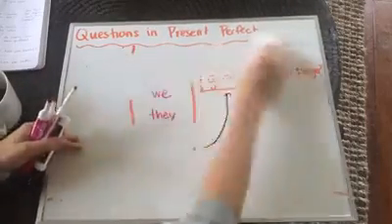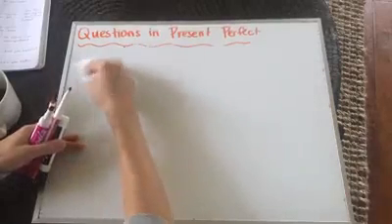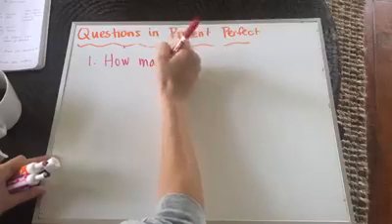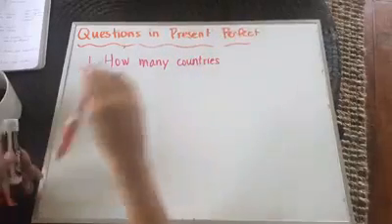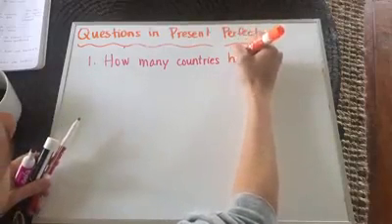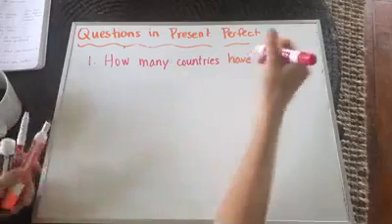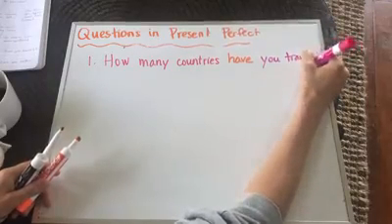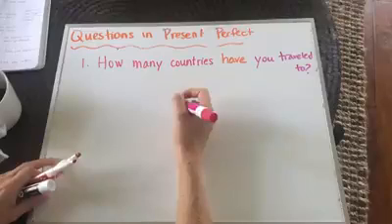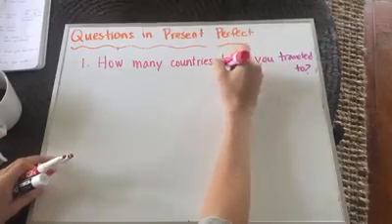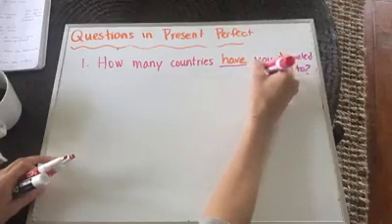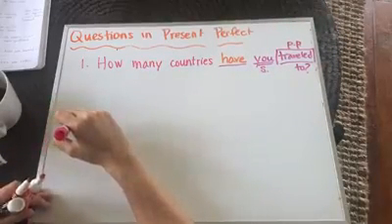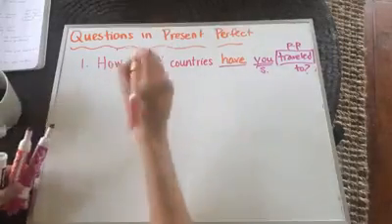So yesterday, I put some questions for you to answer. So question number 1 said, how many countries have you traveled to? Okay, how many countries have you traveled to? So we have, tenemos el verbo haber, subject, el sujeto, and voy a usar las letras P para past participle. How many countries is just the introduction.